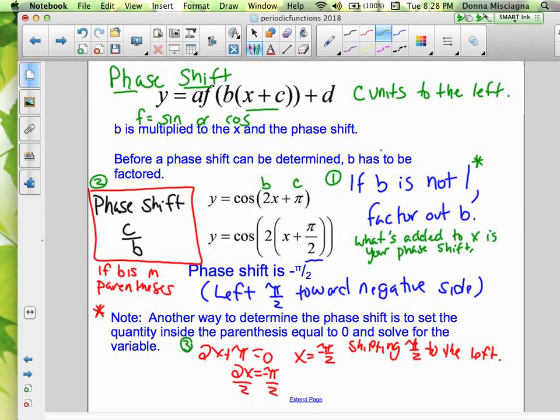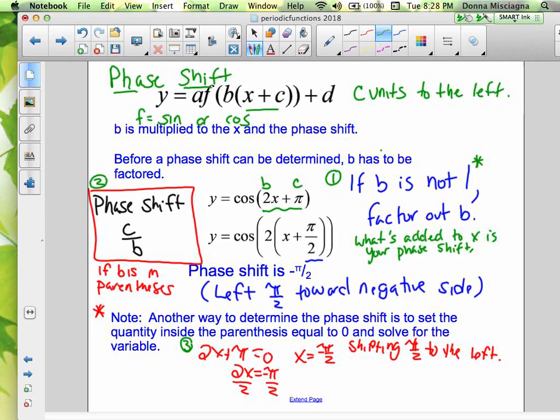Another method you could do, if you don't like either of those two, is you could set the quantity inside the parentheses equal to 0 and solve for the variable. So if we have 2x plus pi is equal to 0, this is what was inside the parentheses, we set that equal to 0. So we subtract pi from both sides, divide by 2, x equals negative pi halves. So we're shifting pi halves to the left. We get the same answer.